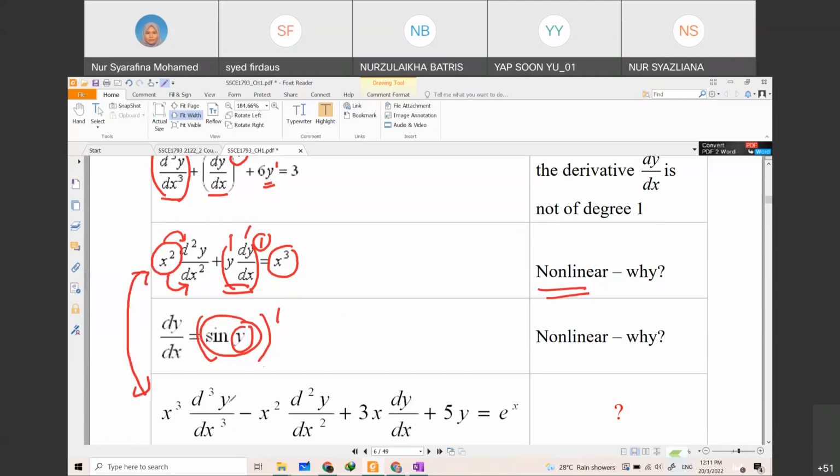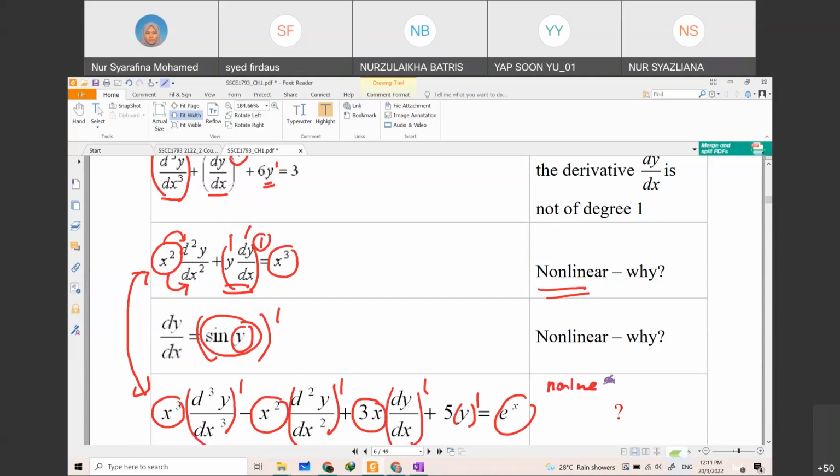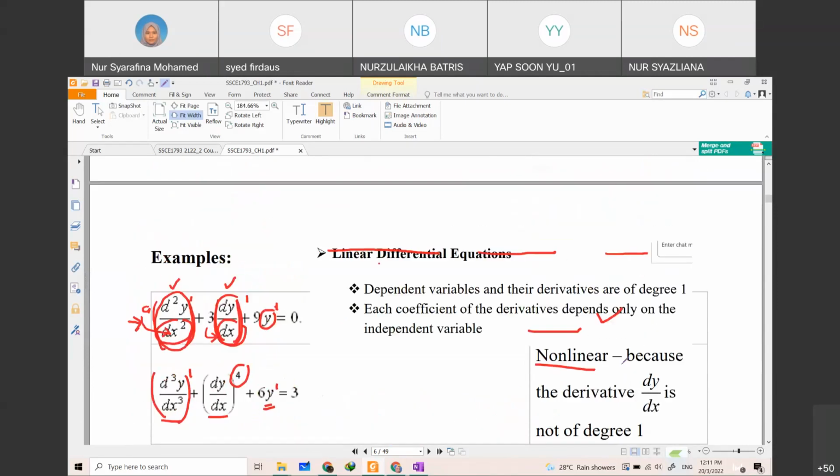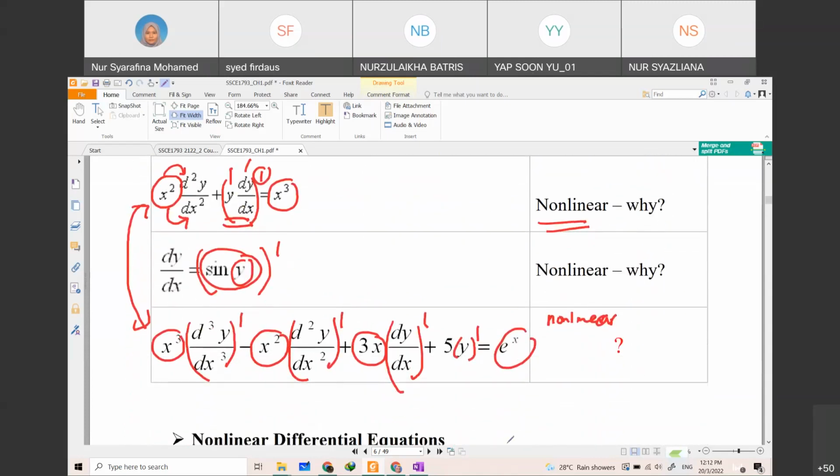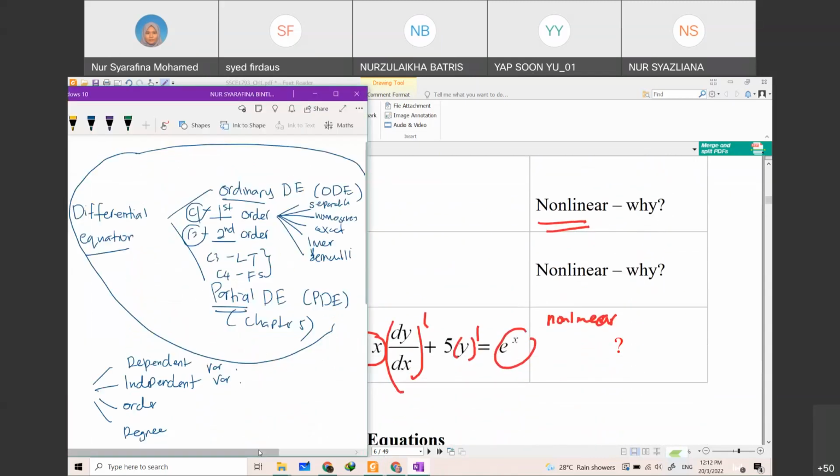And then the last one is the same as the previous example. We have here degree one, here degree one, here degree one, then this one is also degree one. But there is another variable in the coefficient of the derivative, which does not depend only on the independent variable. So this is non-linear. Okay, so you need to understand the linearity of differential equations here. Okay, that is the next item, the linearity.